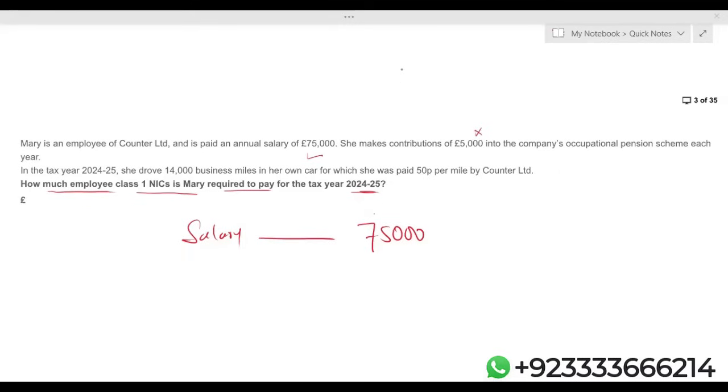Okay, she makes a contribution of 5,000. We know that when an employee contributes into an occupational pension plan, it reduces the employment income. But for class 1 NIC calculation, it will not reduce your cash benefit. In the tax year 24-25, she drove 14,000 miles in her own car, for which Counter Limited paid her 50 pence per mile, which is over and above 45 pence by 5 pence. So here comes also the cash benefit.